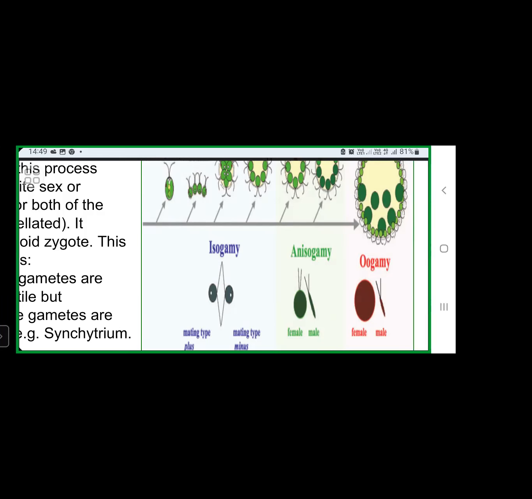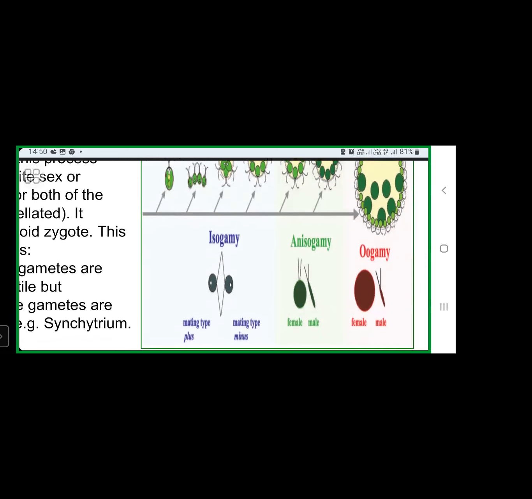So here heterogamous reproduction is again divided into two types. What are they? One is called anisogamy and another one is called oogamy. In this image you can see the isogamy condition, anisogamy condition and oogamy condition. Isogamy means the two gametes which are involved in this fusion process are both similar morphologically, but physiologically they may be different. That kind of fusion is called isogamous type of fusion.